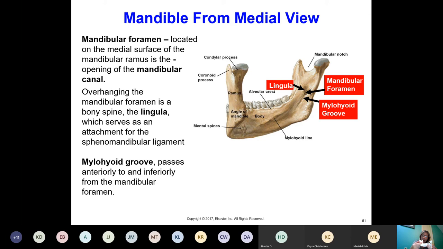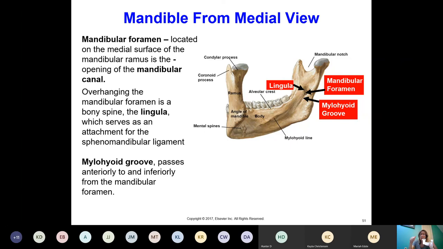This is hard to see, but if you look at some of your Kenhub pictures, some three-dimensional pictures, you can see where it sticks out. The lingula kind of hangs over like an umbrella. So think of it that way. The lingula hangs over the mandibular foramen.